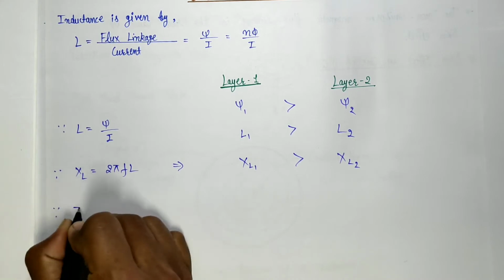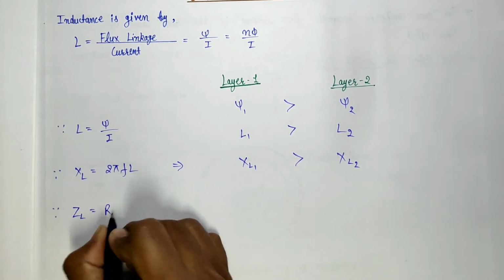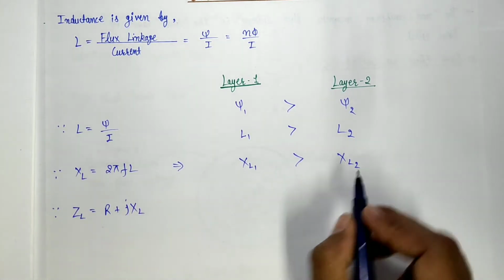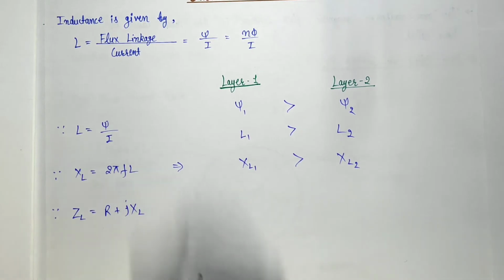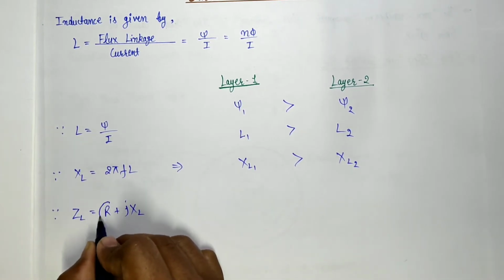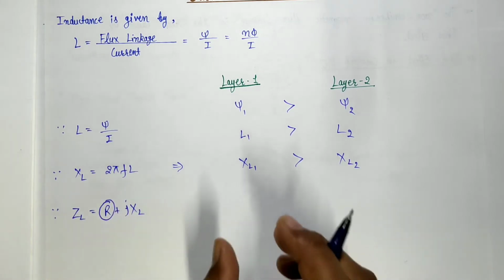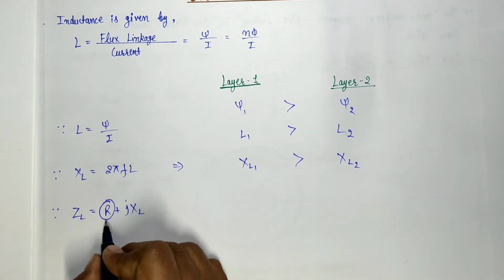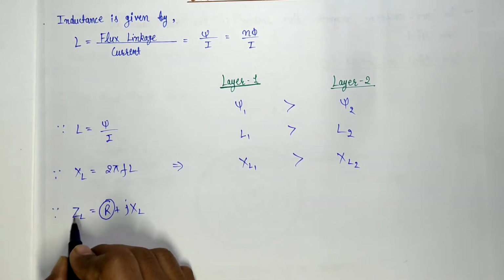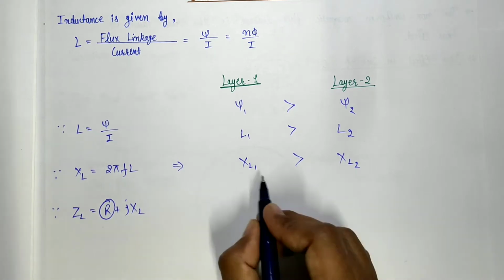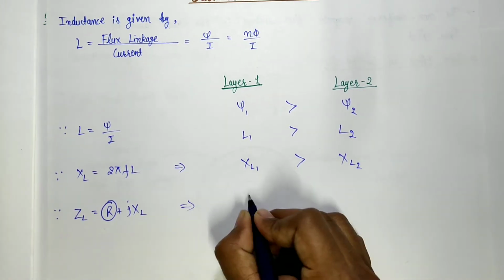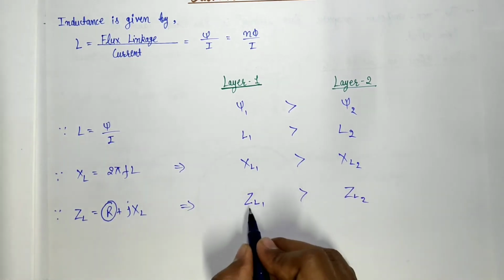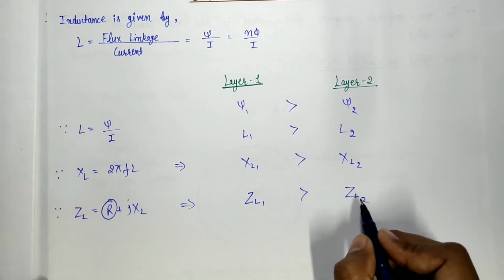Now guys, finally impedance is given by R plus jXL. Here, if XL1 is greater than XL2, therefore ZL1 will be greater than ZL2. This R, the resistance, is a uniformly distributed parameter. It means that at each and every point of the surface or cross section, the resistance is the same. Therefore this impedance will depend on XL only. And if XL1 is greater than XL2, we can write that ZL1 is greater than ZL2, or we can say that the impedance of the central layer is greater than the impedance of the outermost layer.